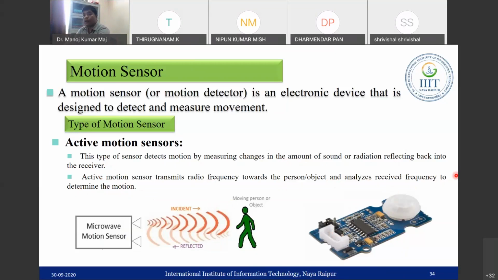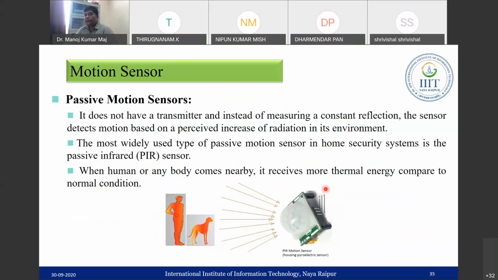The next one is the passive motion sensor. The passive motion sensor can't transmit a signal. It can only take the reflection back from the environment. In the case of the passive motion sensor, we generally use it in a home security system, in the form of the passive infrared sensor. It is called the PIR sensor.